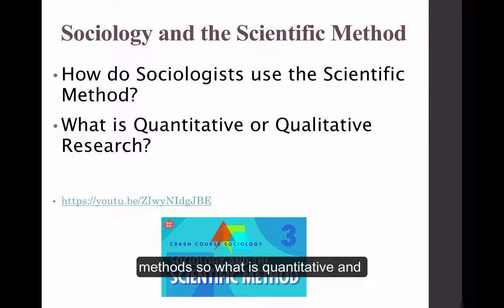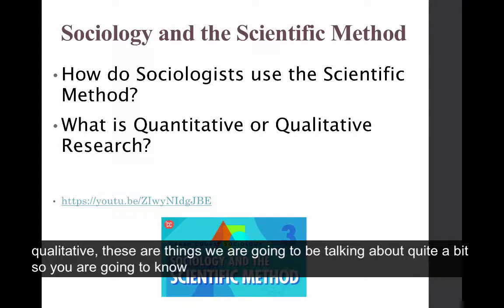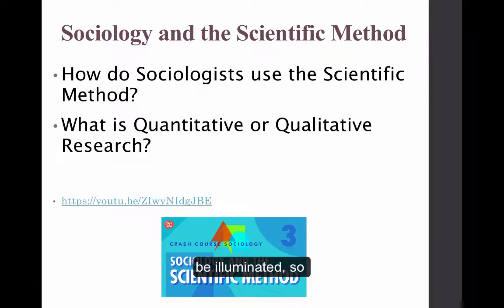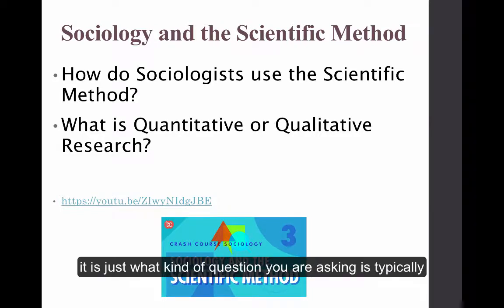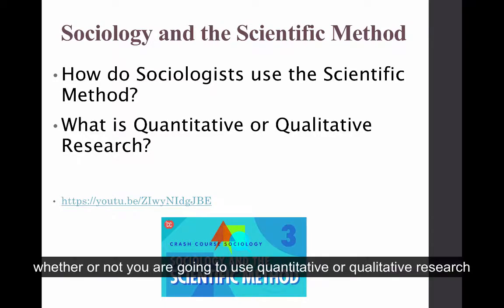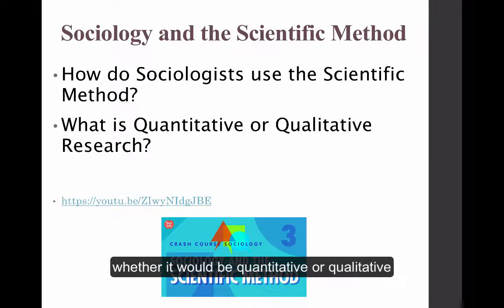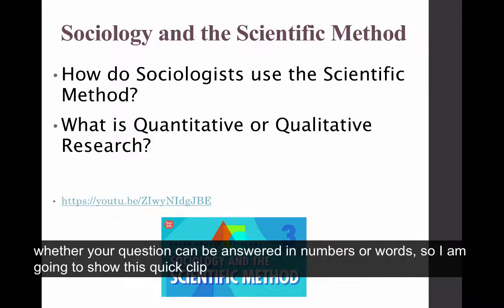So one is quantitative and qualitative. These are things we're going to be talking about quite a bit. So you're going to know a lot about the differences. If you're coming into the class not very sure, this will be illuminated. It's just what kind of question you're asking that typically determines whether you're going to use quantitative or qualitative research. So if your question is small scale or large scale, it's going to depend whether it would be quantitative or qualitative, right? Whether your question can be answered in numbers or words, right?